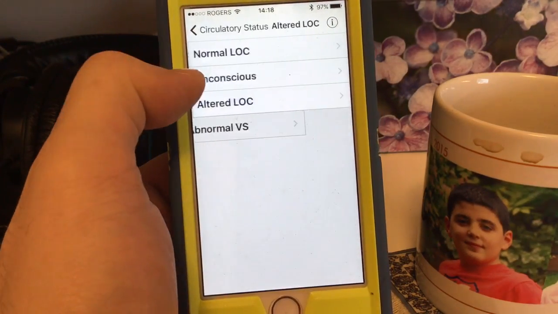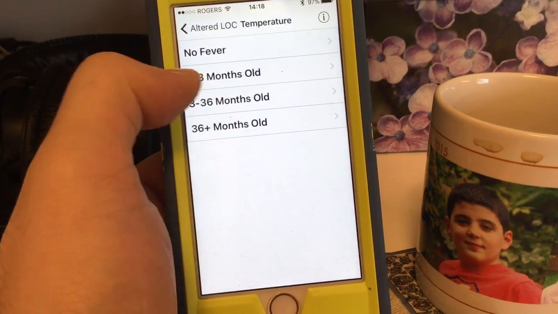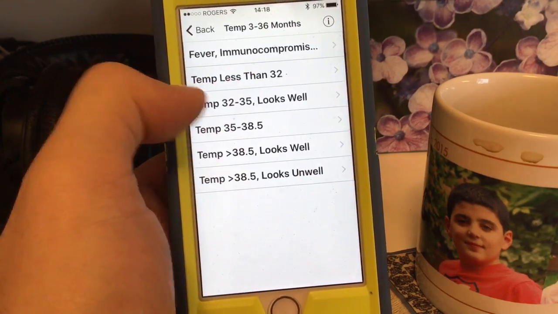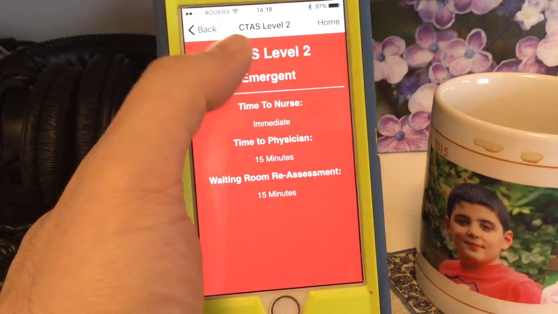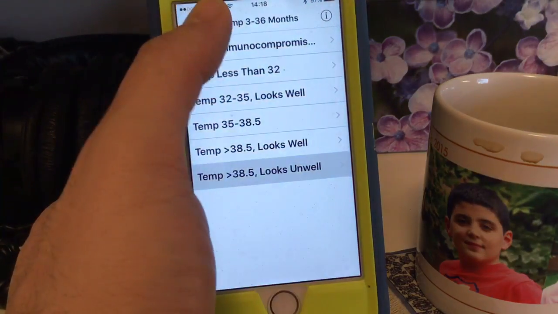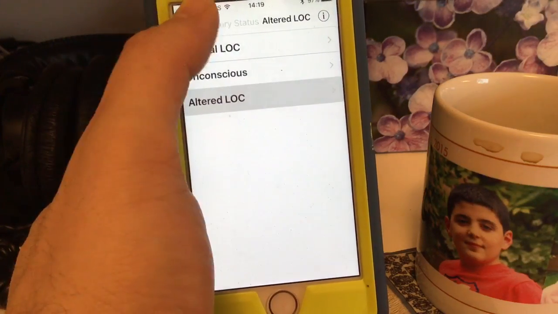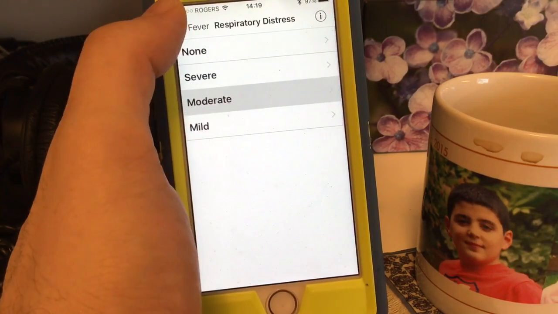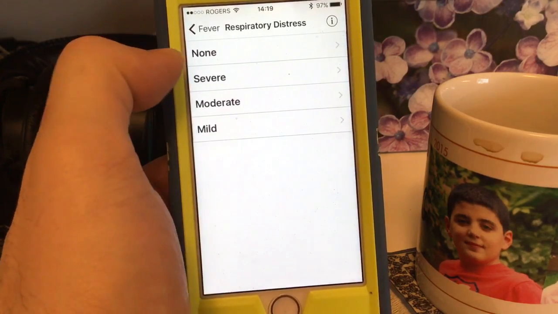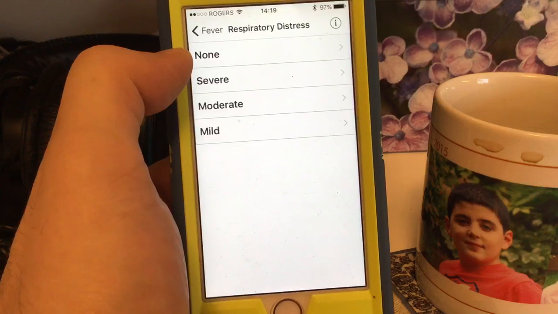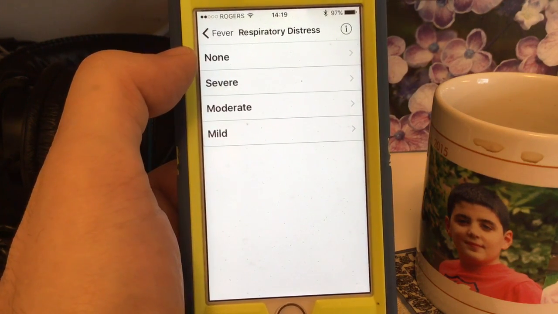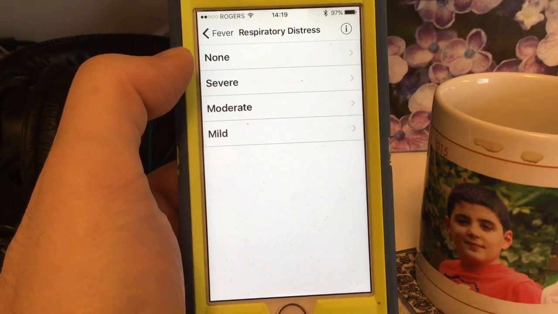Or if you have any circulatory compromise, it takes you through altered mental consciousness, takes you through age, and then whether you have a temperature or not, and then CTASes you to 2 generally. Now, the other thing is if you don't have a particular rash, it takes you down to an algorithm to see how sick the kid is. So a lot of these end up in CTAS 1 immediately once they're sick.